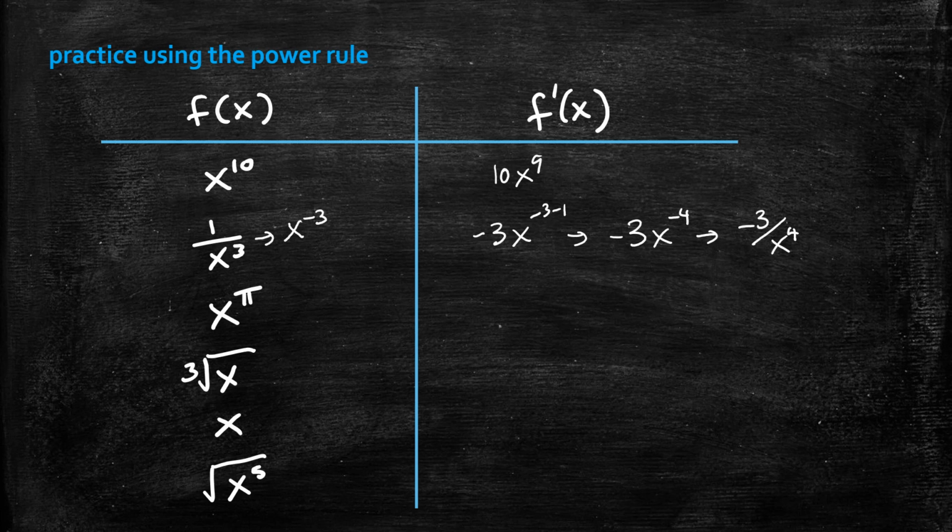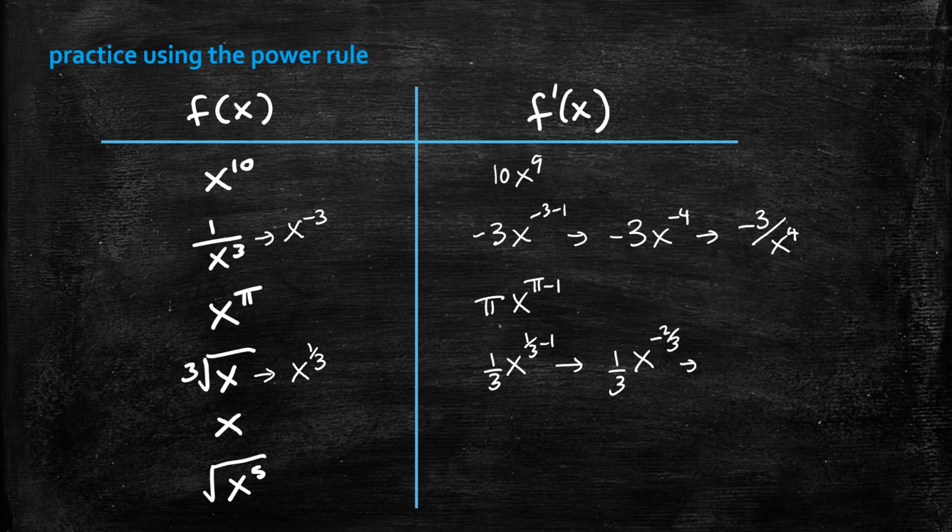x to the pi: pi is a real number, so drop the pi in front and lower the exponent by 1. Cube root of x, again, we've got to do a little work here. We have to first of all rewrite it in the form x to the n, and then we take the 1/3 in front and subtract 1 from the exponent. So it's 1/3 x to the, well, 1/3 minus 1 is minus 2/3.